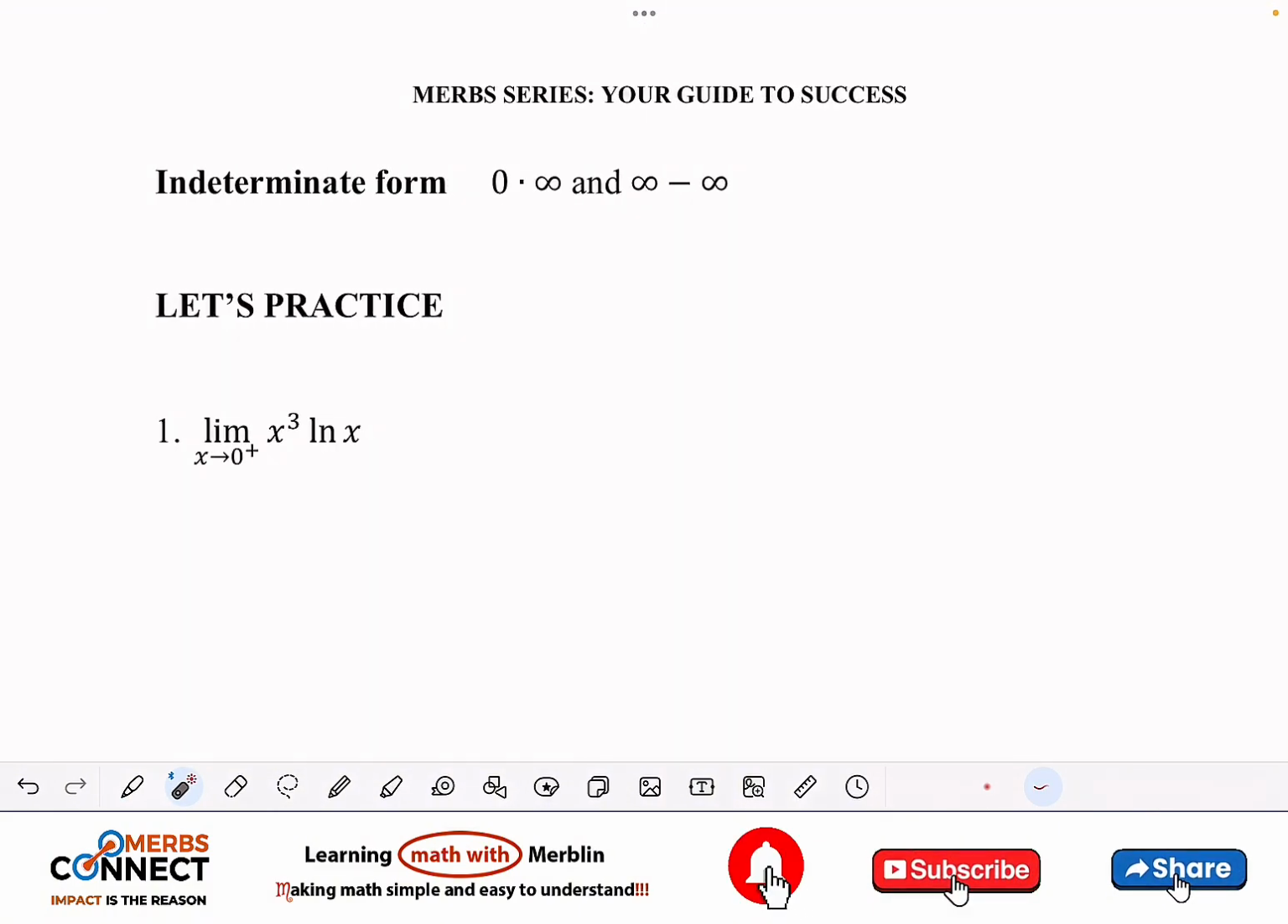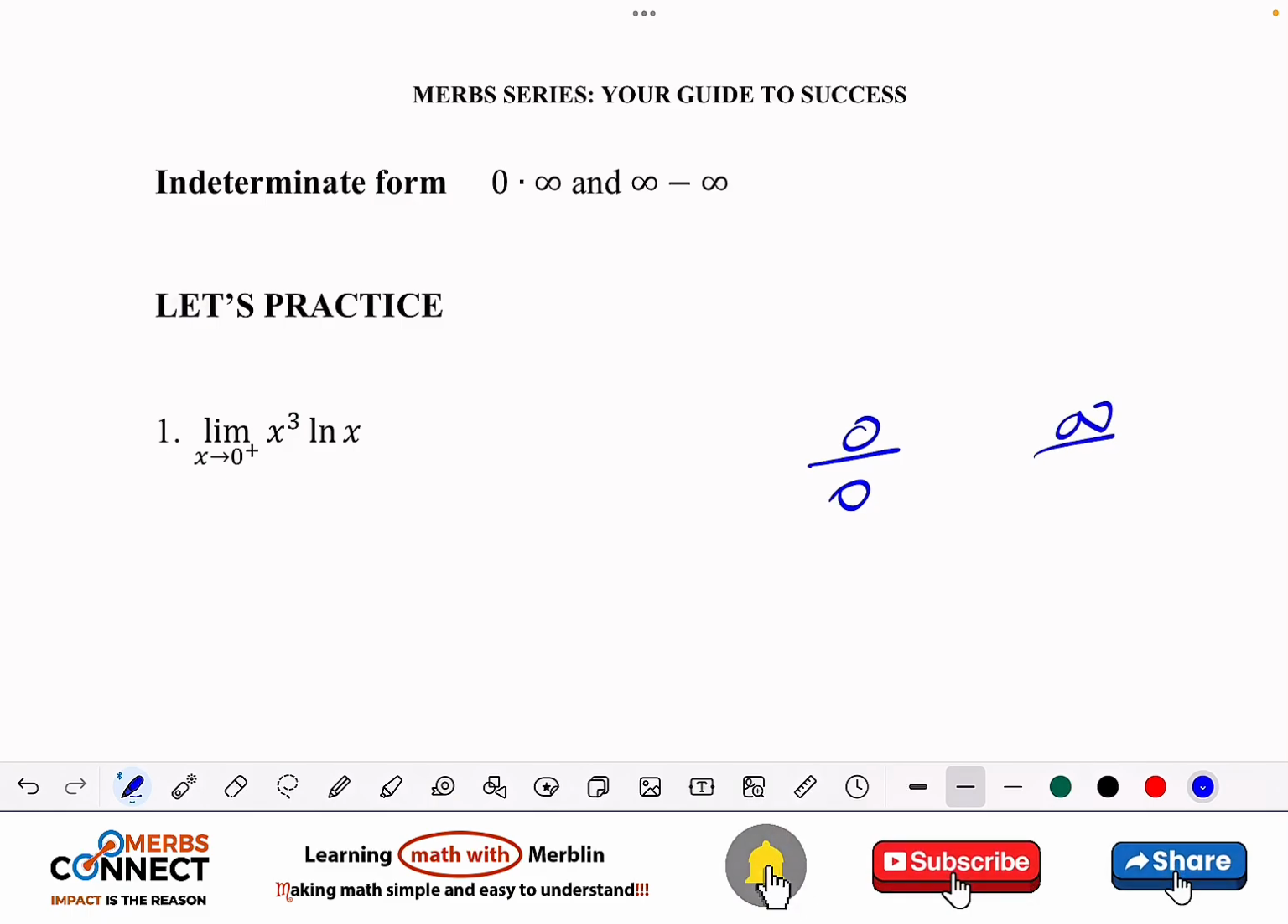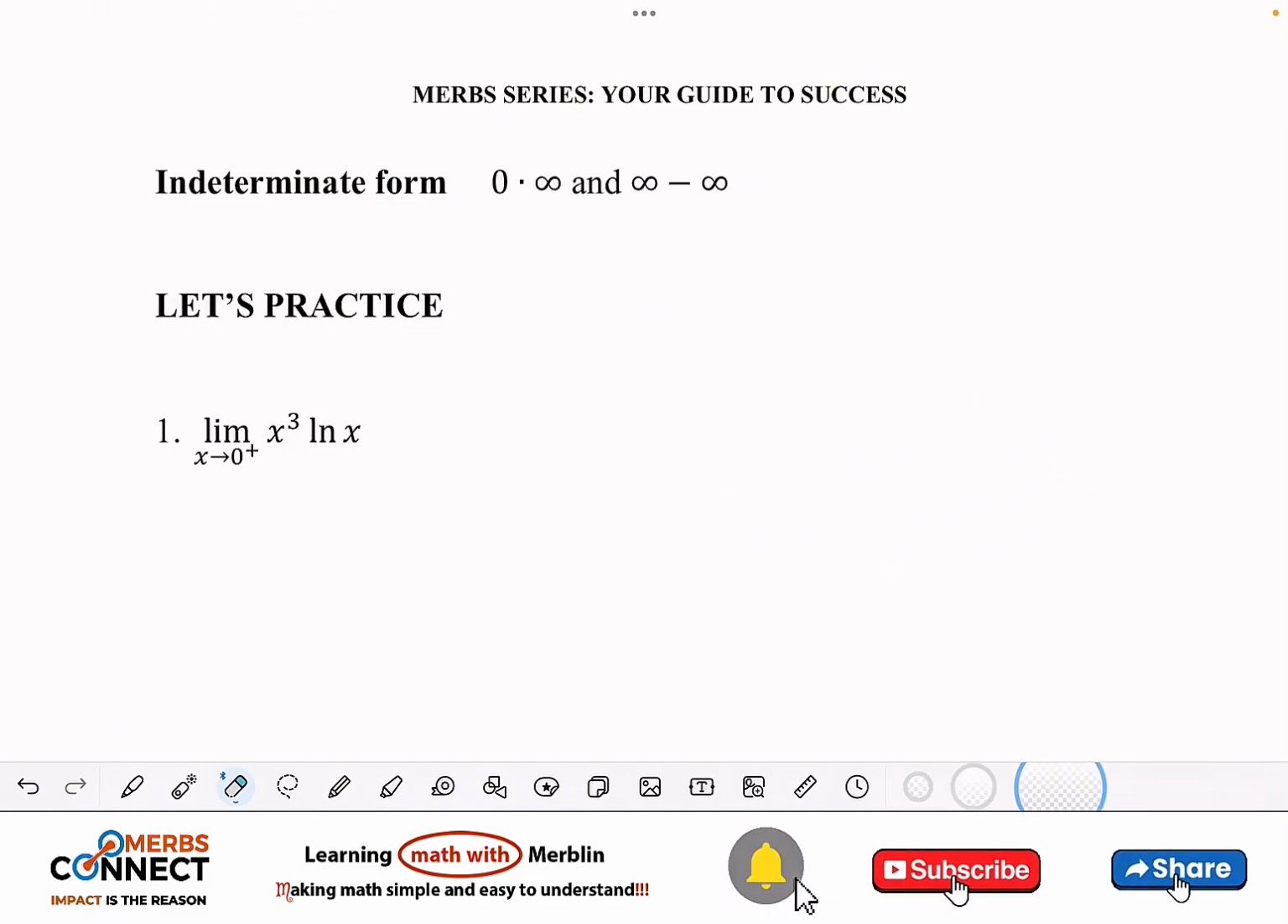So now let's look at another form, right? The other forms that we looked at were 0 over 0 and infinity over infinity. And let's look at when it is 0 times infinity or infinity minus infinity. So what are we going to do? Here we are looking at x approaching 0 from the positive side, because the ln function cannot take negative values, right?